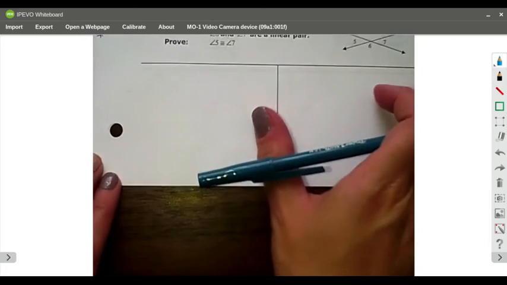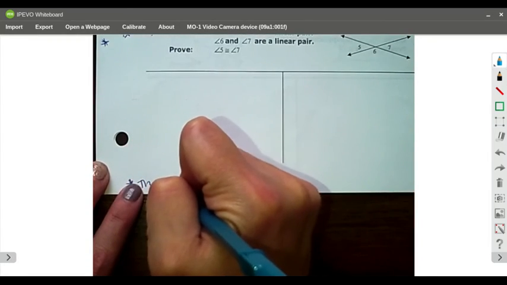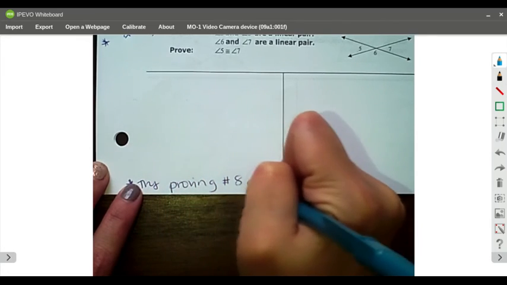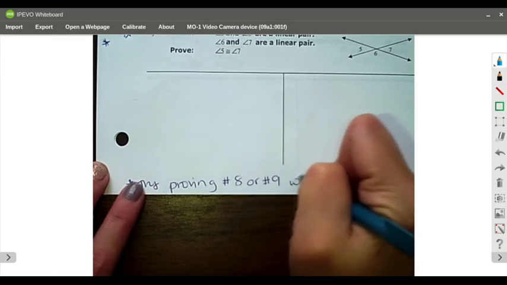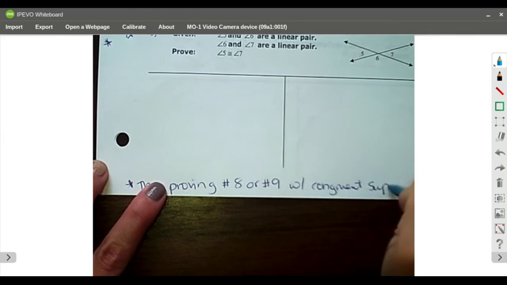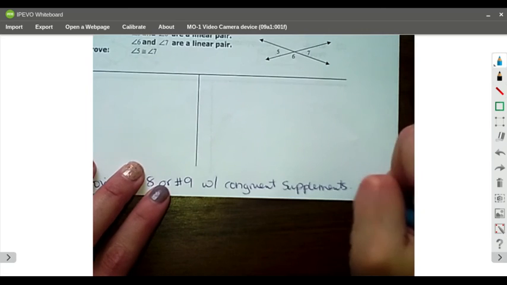So I'm going to put a note at the bottom of this. Try proving number 8 or number 9 with congruent supplements theorem. I know we haven't really used that yet, but there's one on the back that I'm going to do using congruent complements theorem, and it's kind of the same idea.